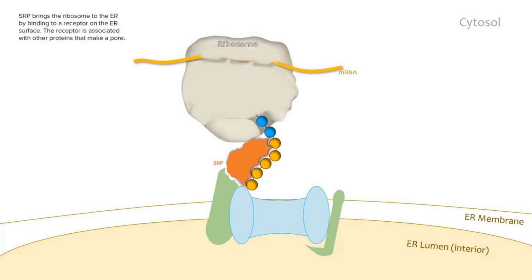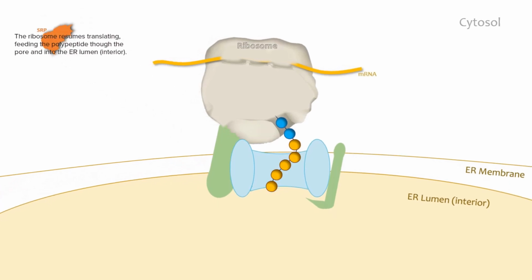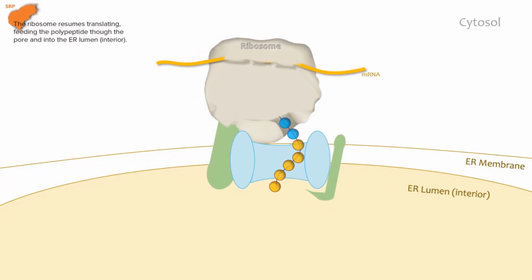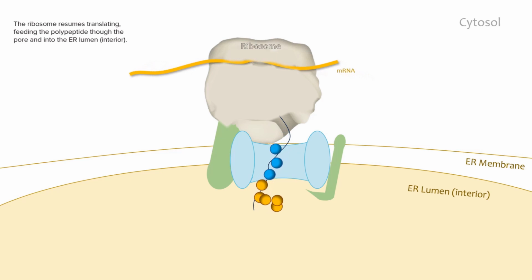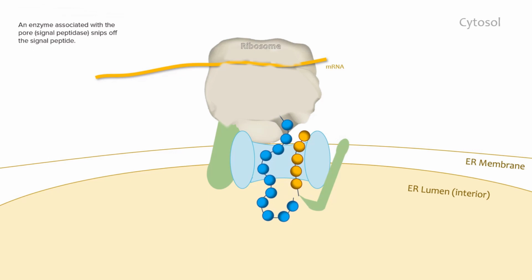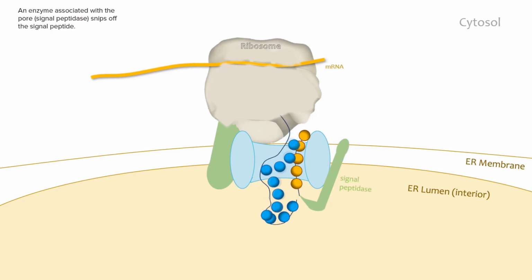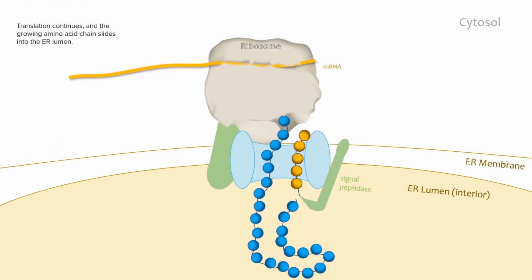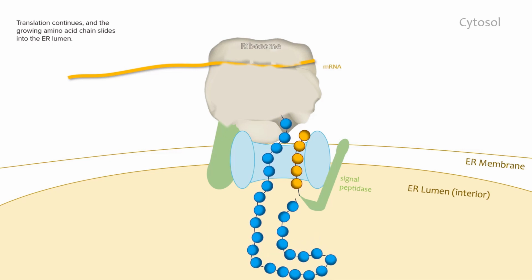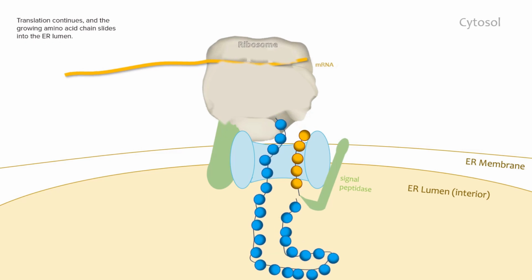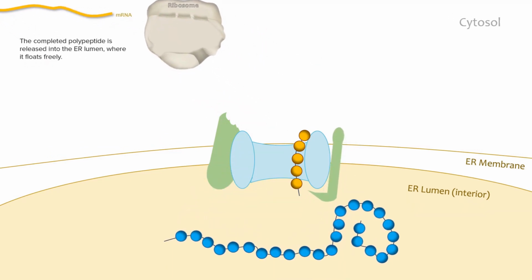The receptor is associated with other proteins that make a pore, or a small hole. The ribosome resumes translation, feeding the polypeptide through this pore and into the interior of the endoplasmic reticulum. This interior we call the endoplasmic reticulum lumen. An enzyme called signal peptidase associated with this pore snips or cuts off the signal peptide. Translation continues, and the growing amino acid chain slides into the endoplasmic reticulum lumen. The completed polypeptide is released into the lumen where it floats freely.